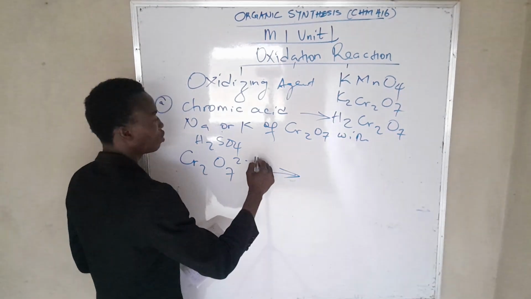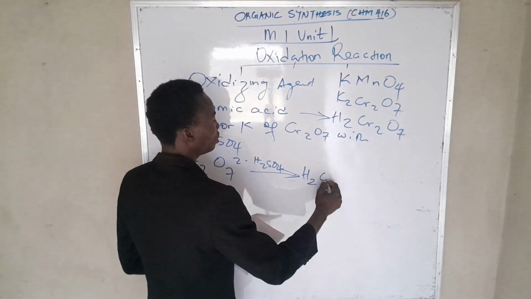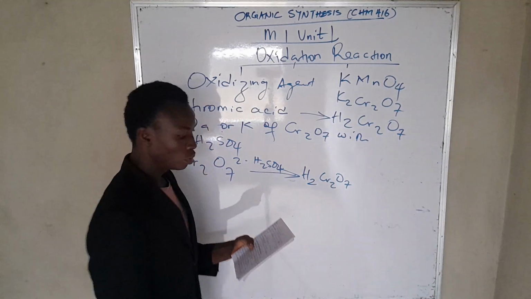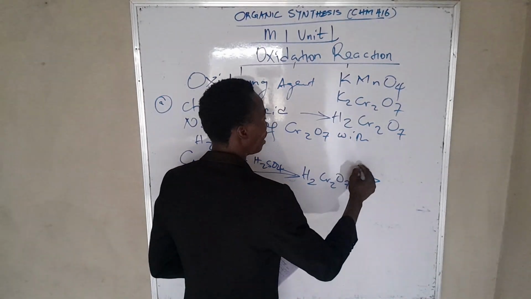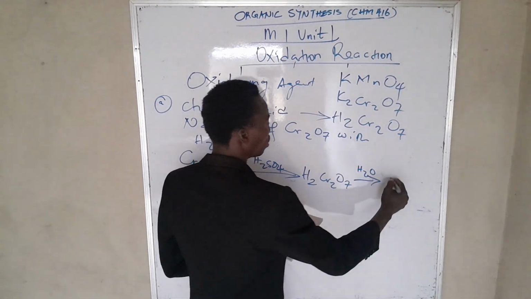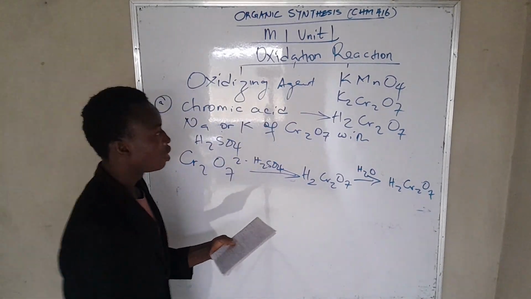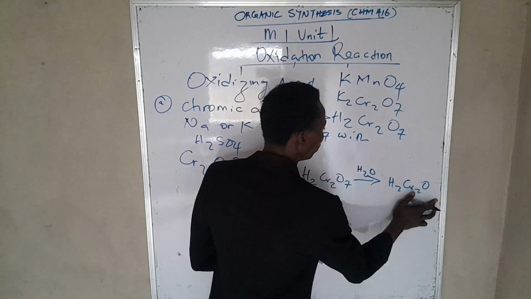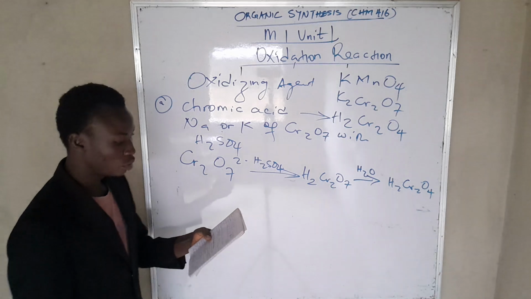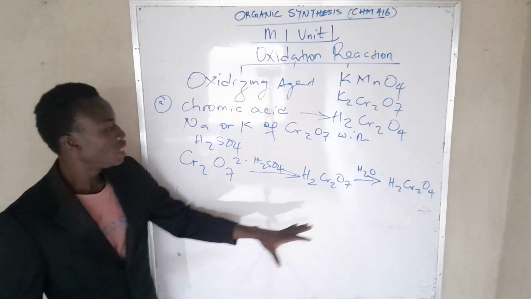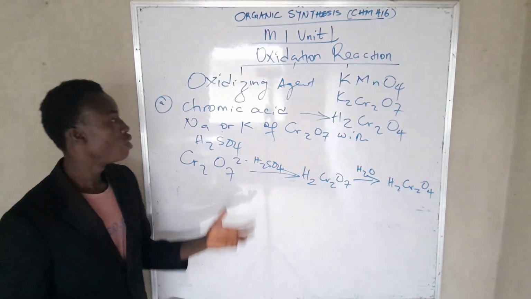In the presence of H2SO4, it's going to first of all give us H2Cr2O7. So there will be some molecules of water present in the compound. We remove the molecules of water, H2O, and eventually we are going to have H2CrO4, that is exactly what we are going to have there. So this represents the preparation of chromic acid.